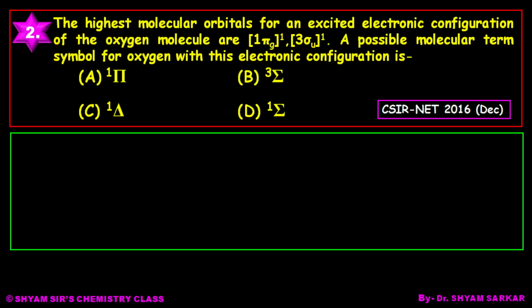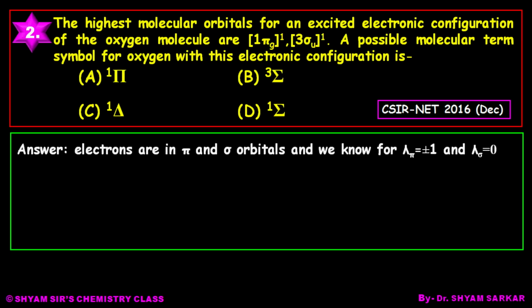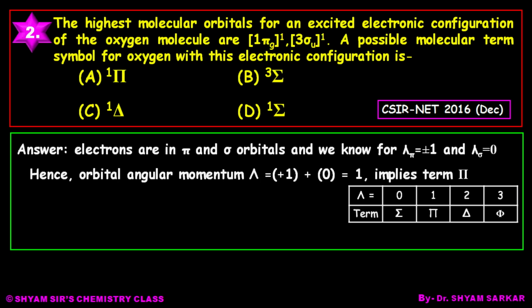See, electrons are in pi and sigma orbitals. One is in the pi orbital and another one is in the sigma orbital. Now we know that the lambda value for a pi orbital is plus or minus 1 and the lambda value for sigma is 0. In this case, total orbital angular momentum capital Lambda equals plus 1 plus 0, that is 1. 1 implies the term Π. You can see from this chart that for different values of capital Lambda, there are different terms for the molecular term symbol. Here you got Π.